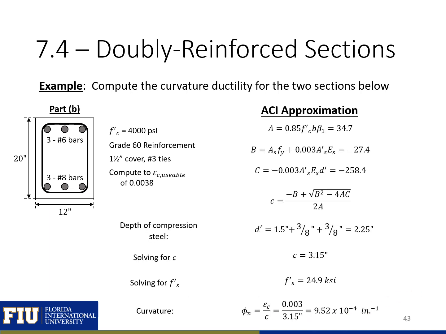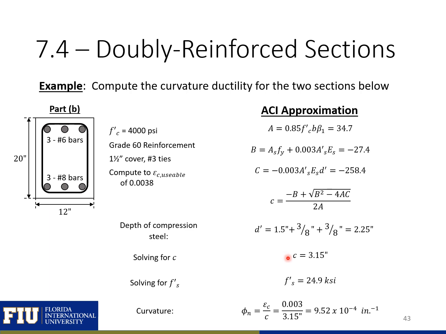If we plug in all of our known values, we can calculate the A, B, and C components in our quadratic equation. So we can calculate our A, B, and C and plug them in and solve for our c. So in our case, we'll get a c of 3.15 inches.